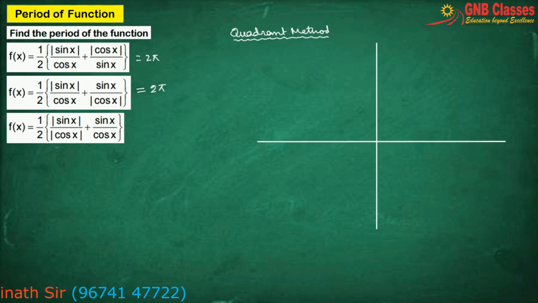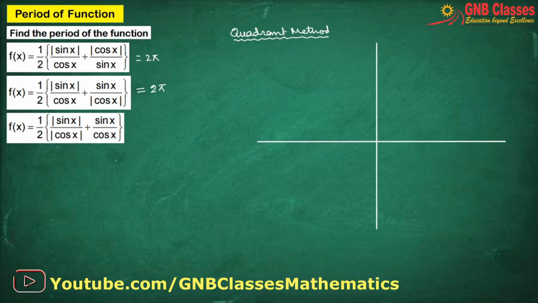In this question, we have been given that f(x) is half of mod of sin x by mod of cos x plus sin x by cos x. This time I will do it a little faster. So the first method is we have to remove the mod sign accordingly in each and every quadrant. So I'm doing it a little fast. Please check it.